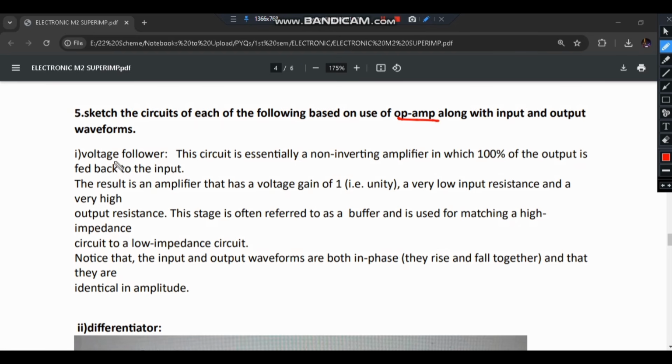First one is the voltage follower. What does a voltage follower do? It is a non-inverting amplifier in which 100% of the output is fed back to the input. The result is a voltage gain of 1, and a very low input resistance. That is the voltage follower.